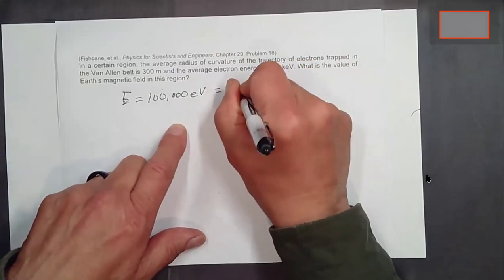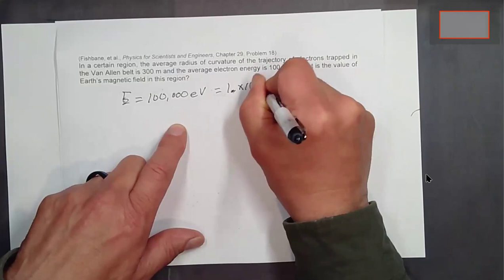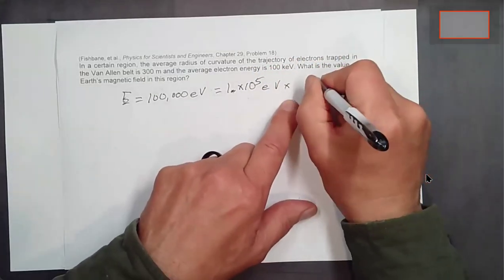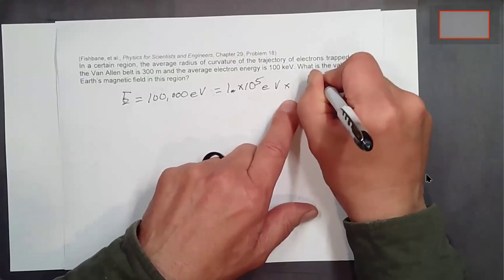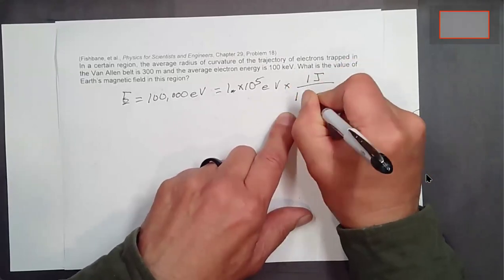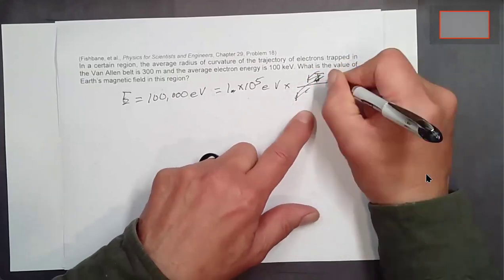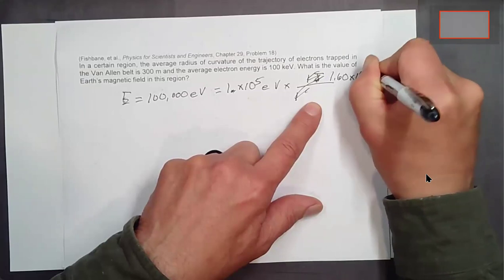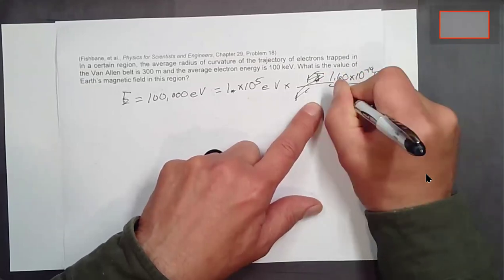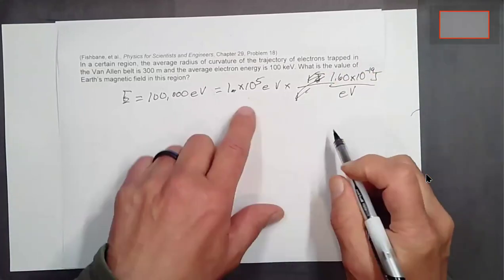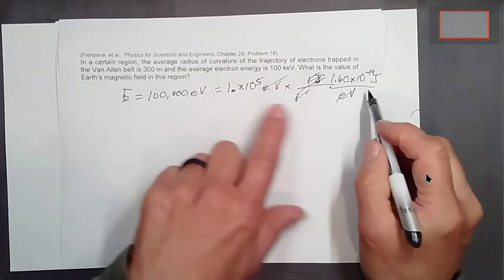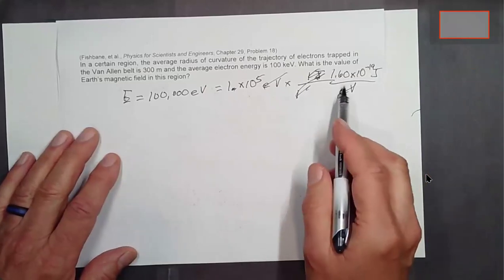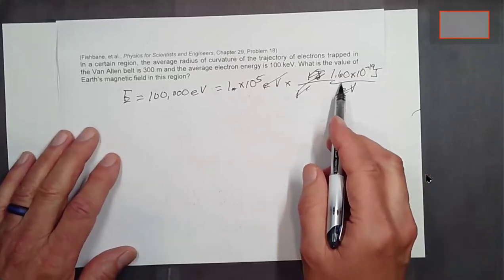So 1 times 10 to the 5th electron volts, but we need to multiply that by, no, that's not right. There's 1.60 times 10 to the minus 19th joules per electron volt. And so that gets rid of the electron volts and gives us joules, which is something we can actually work with. And this will give me kind of a phony 2 significant figures.